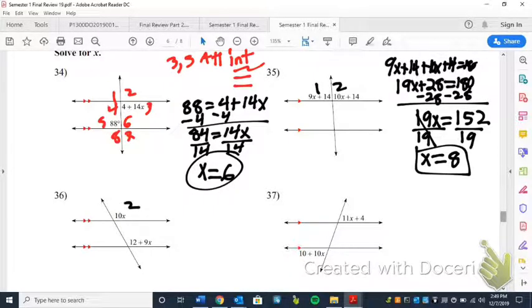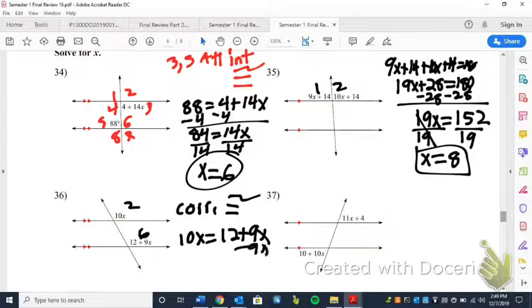36. We have angle 2 and angle 6. If I look on my chart, I see that those are corresponding, which means that they are congruent. So 10x equals 12 plus 9x. This is super easy. Subtract 9x, and lo and behold, I have x equals 12.